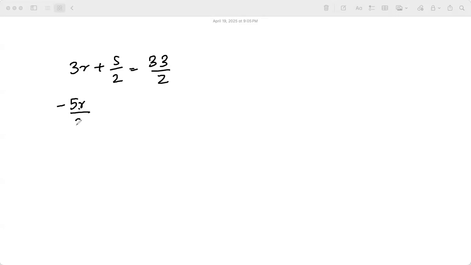But please be careful. It's just fractions, right? Wait, is that 2 or Z? 33 by 2. There is no Z, only two variables, R and S. And then the next one is minus 5R by 2 minus 2S equal to minus 37 by 2. If you get it, you can leave.